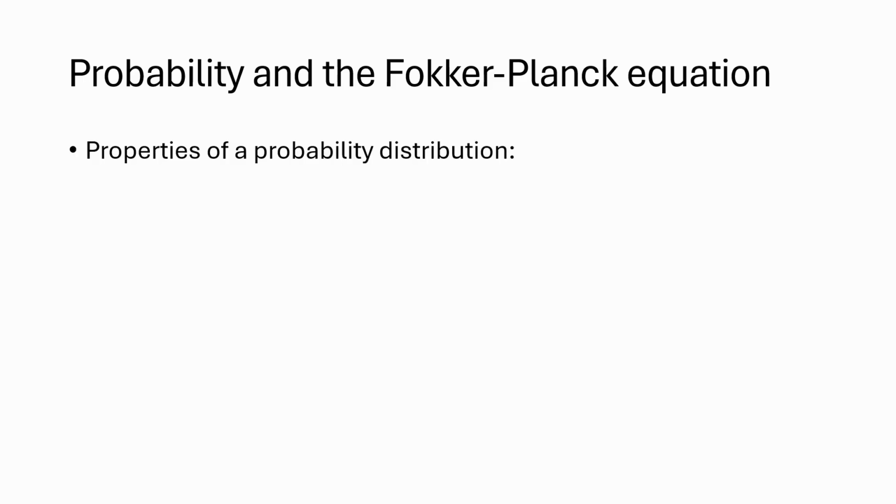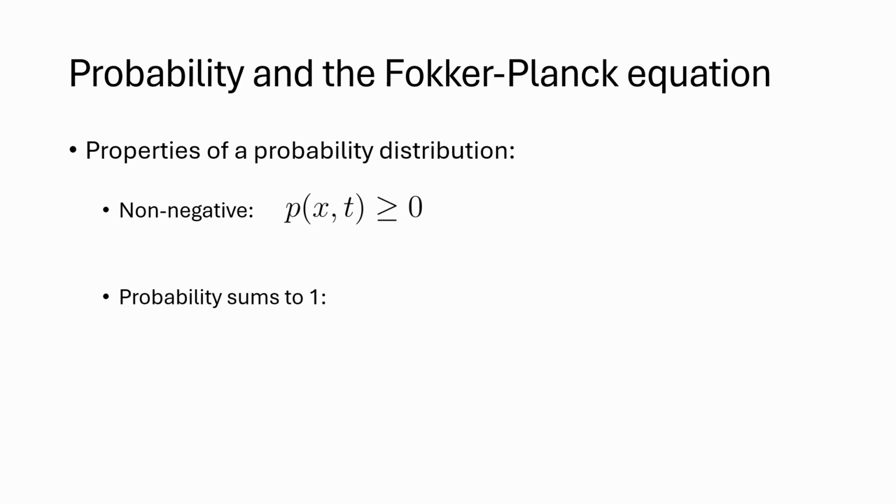And just to introduce a few different properties of these probability distributions. First of all, probability distributions are always non-negative. So this P of x of t is always greater than or equal to 0. This makes intuitive sense. There isn't really meaning to negative probabilities. Another property is that the probability always sums to 1. This basically just means that you always have probability 1 of finding it somewhere.